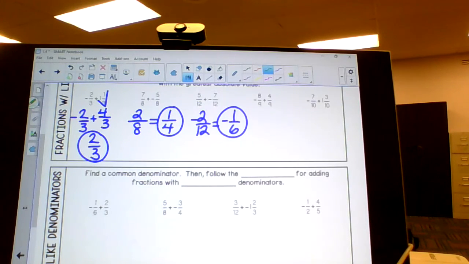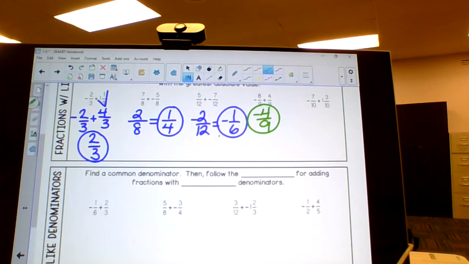Top. So negative 8 plus 4. Different sign, subtract. So 8 minus 4 is 4. 8's bigger, it's negative. So it's negative 4 over 9, which does not reduce. You did get it right? Alright, and then the last one.